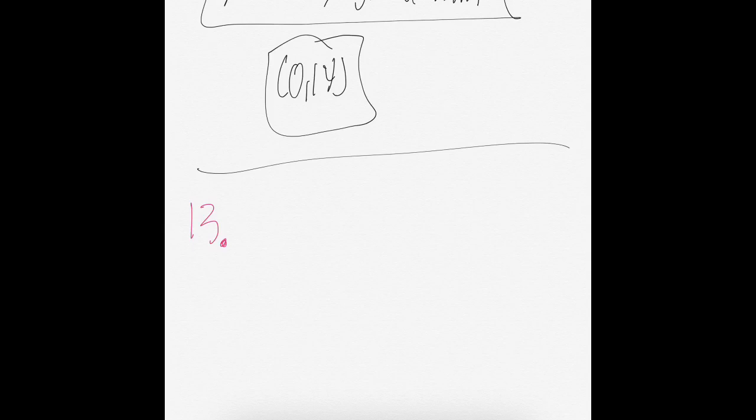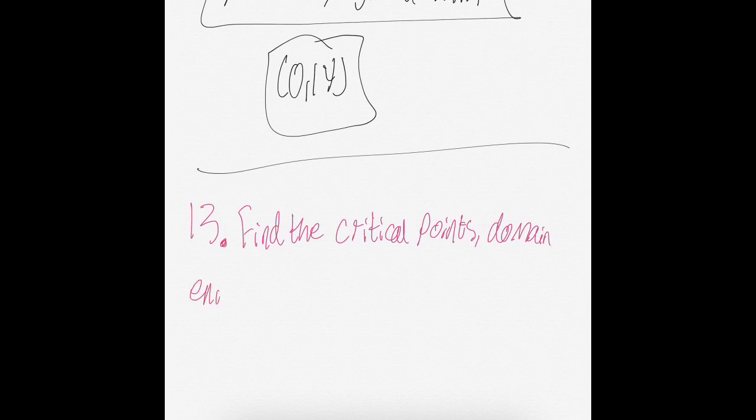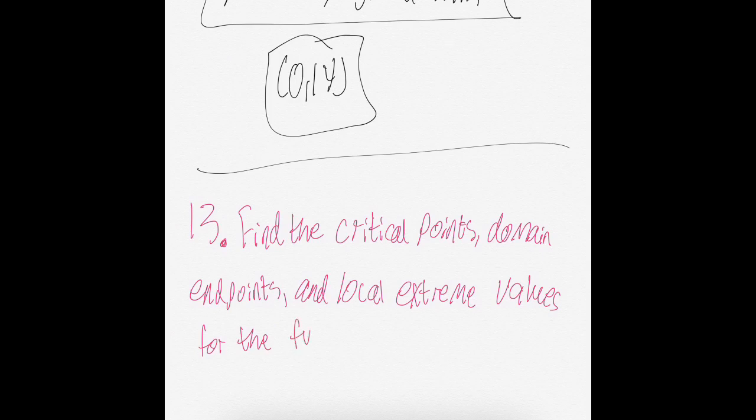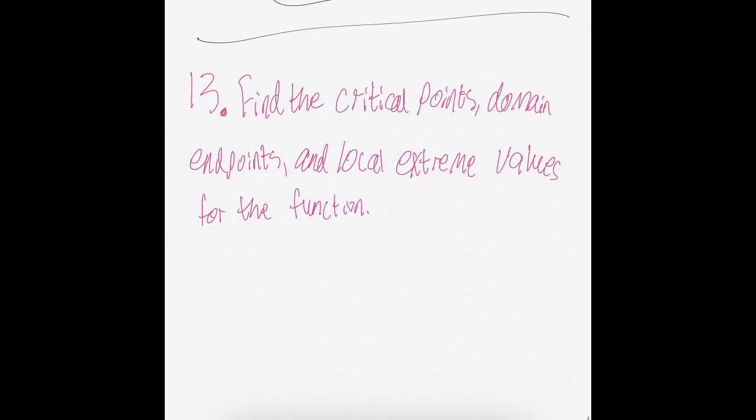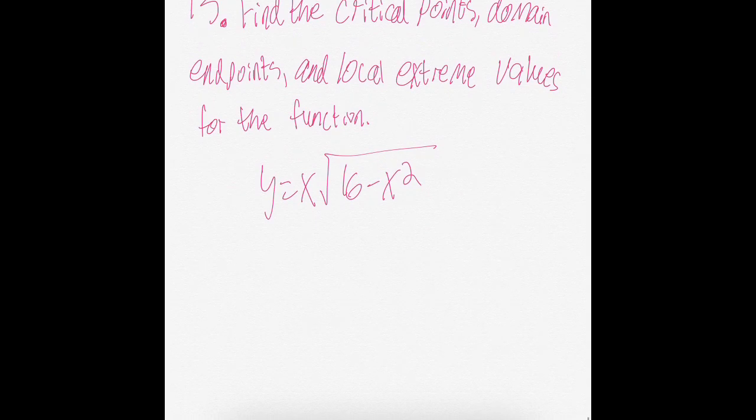All right, the next problem, which I will do, is 13. So 13, I love these problems as well. In this one, we are going to find the critical points, domain endpoints, and local extreme values for the function. The function we are given is y equals x times the square root of 16 minus x squared.